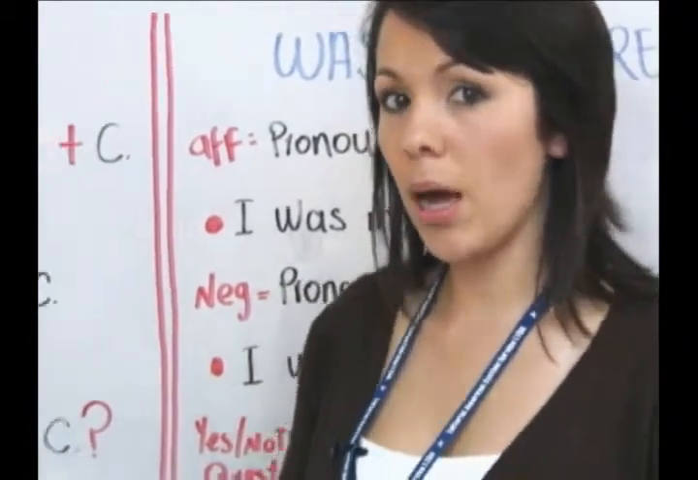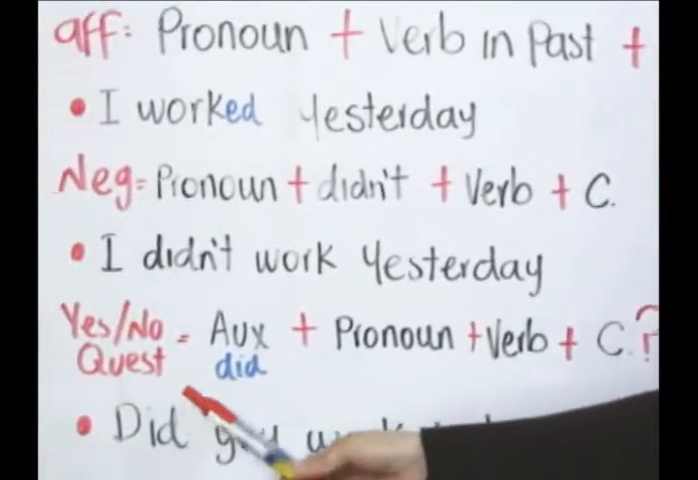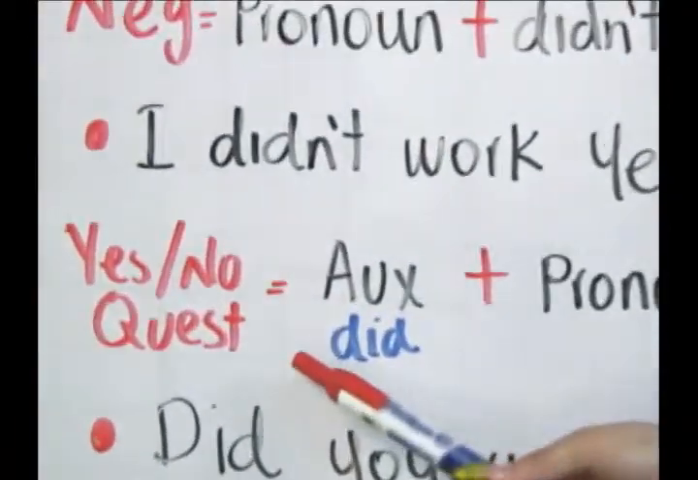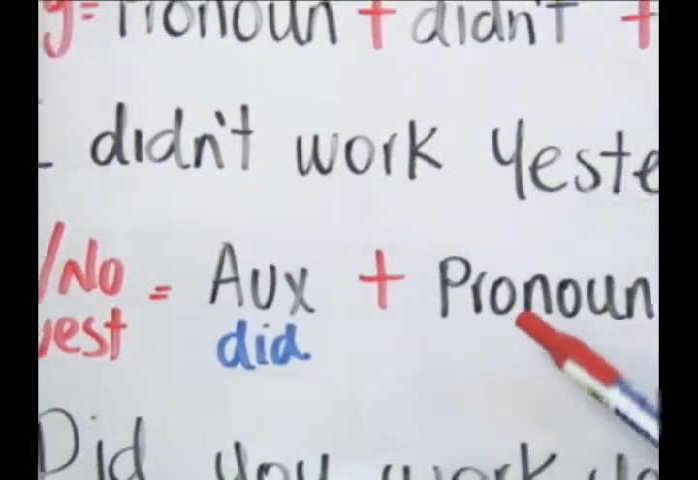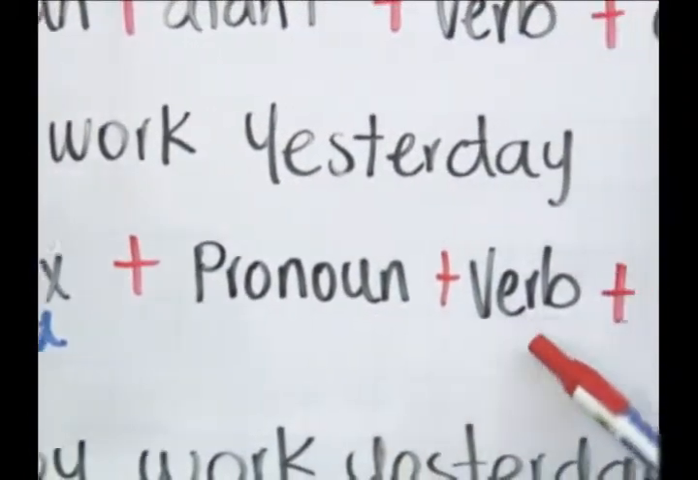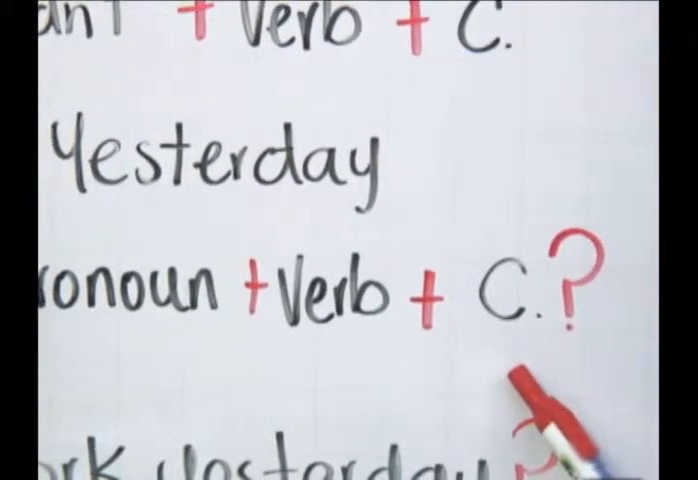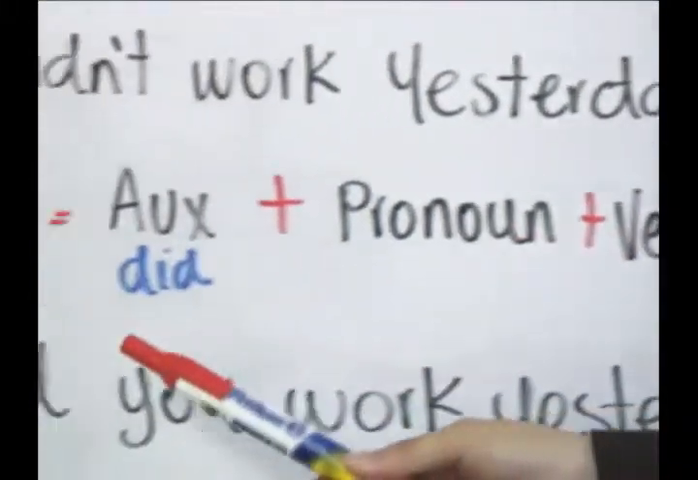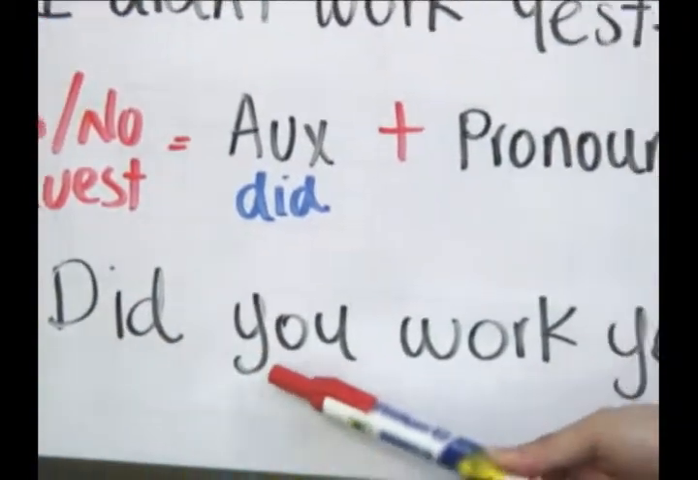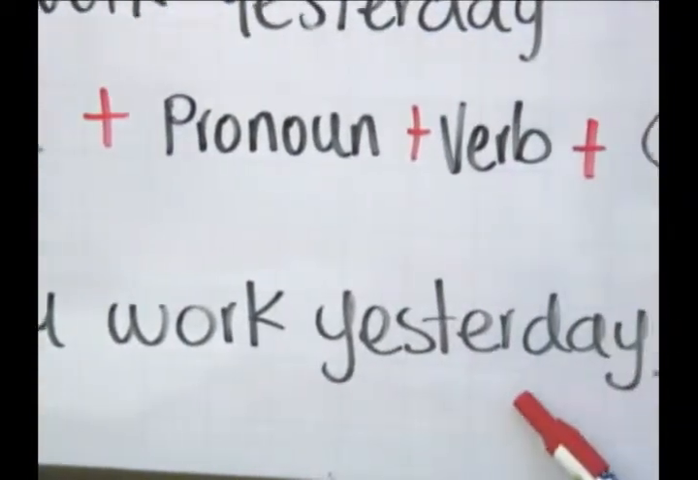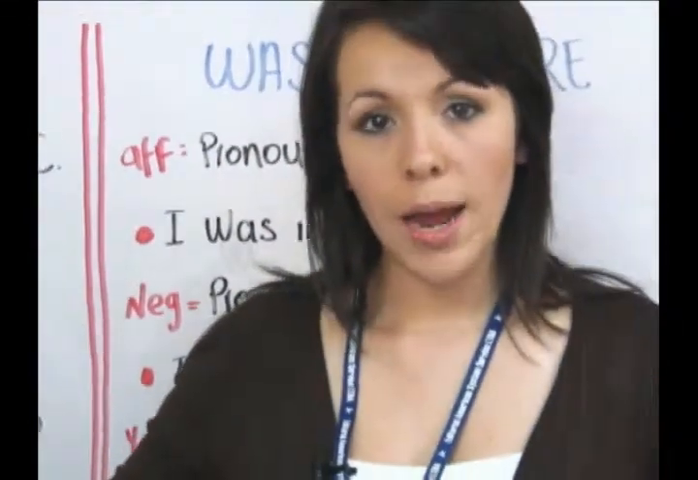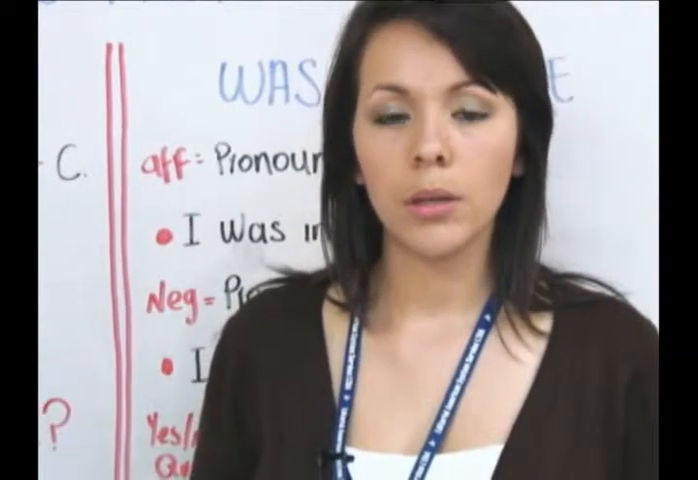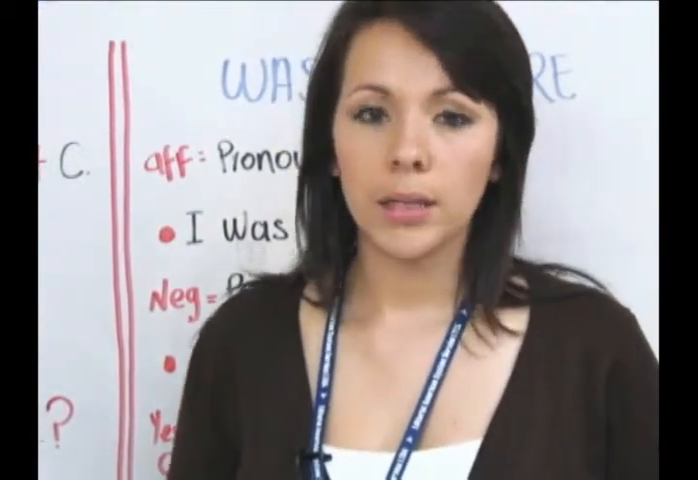The next part is about the yes/no questions. In the first part of the yes/no questions, we have the auxiliary, so did, after pronoun, after the verb, and obviously the complement. Example. Did you work yesterday? Remember that we have the long and the short answers. So, did you work yesterday? Yes, I did. No, I didn't.